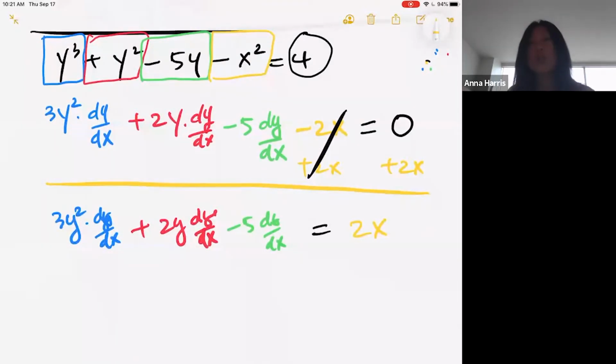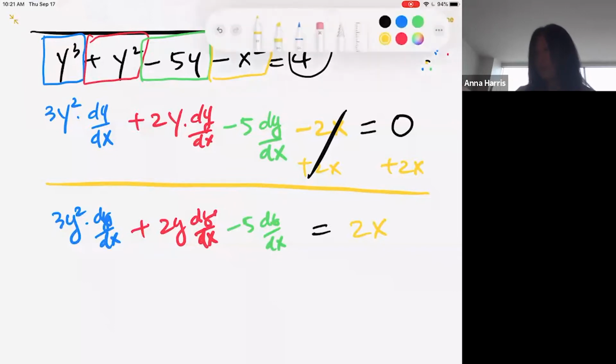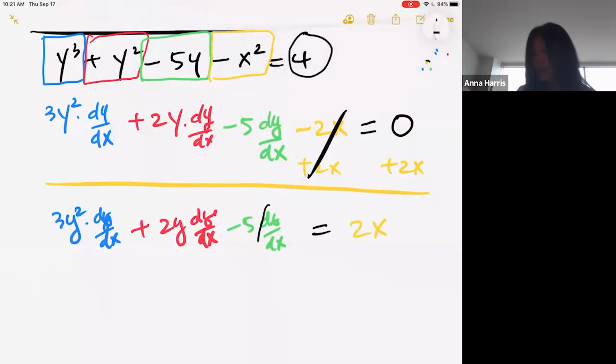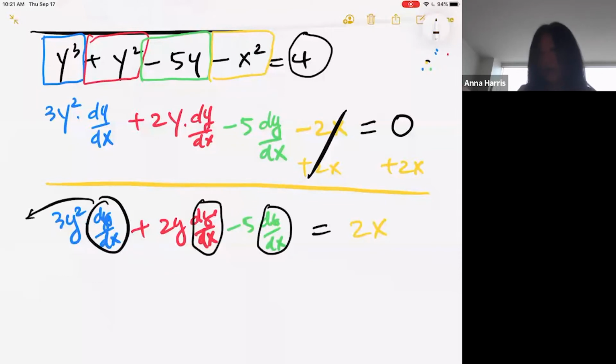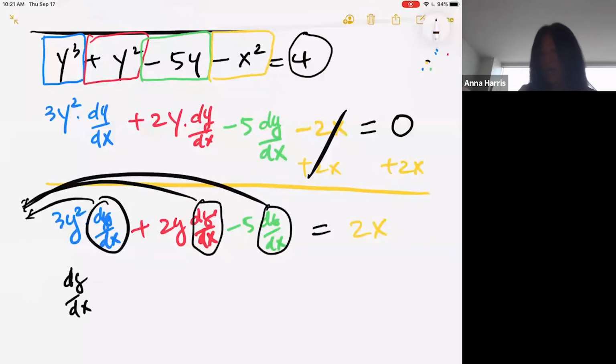Now, look at the left-hand side. What is the common term that I can factor out? Look at the blue, look at the red, look at the green. All those terms, what is a common factor that we can bring out? dy/dx, right? So I'm going to factor this one out. dy/dx, dy/dx, dy/dx. I'm going to bring it out to the front. So I have my common factor dy/dx.